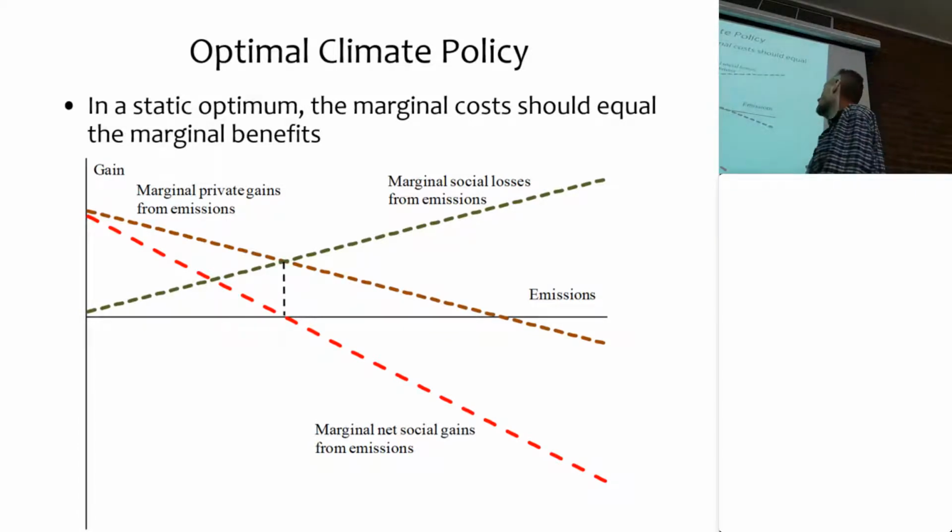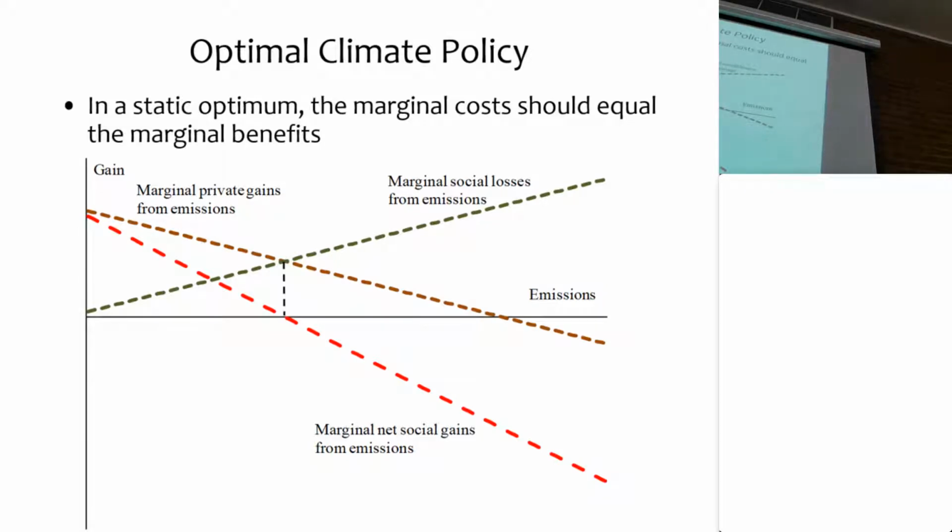So how does this work? These are the marginal private gains from emissions, and of course there's no gains from emissions per se, but there's gains from the activity that emits stuff, like a warm home and a warm meal, right? Or transport. Those are your gains from emissions.